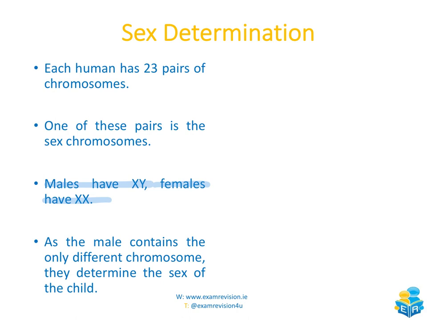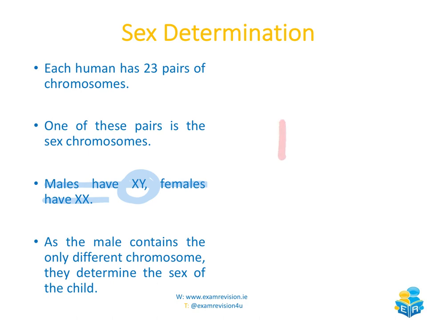As the male contains the only different chromosome, they determine the sex of the child. Okay, because once that Y is present, that means the offspring has to be male. Okay, so it's the male that determines the sex of the child. How does this actually make sense?